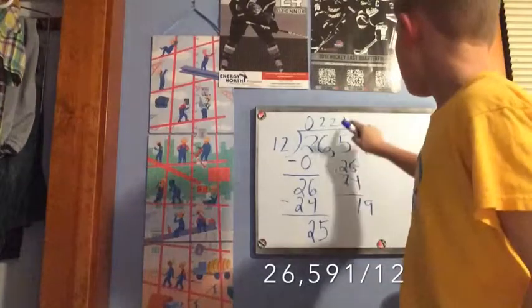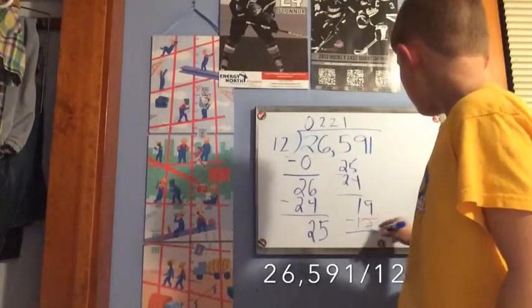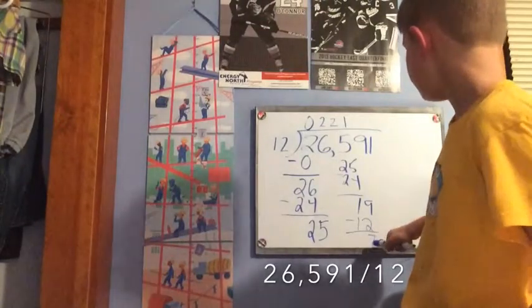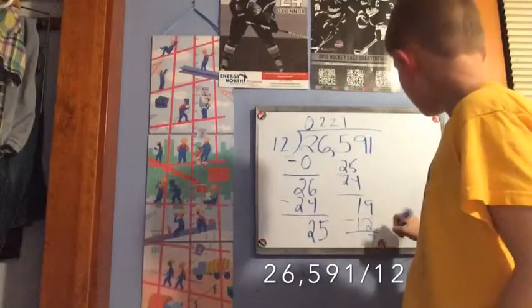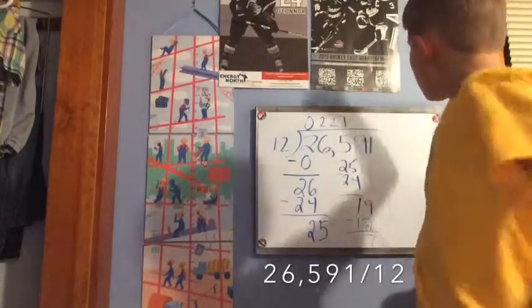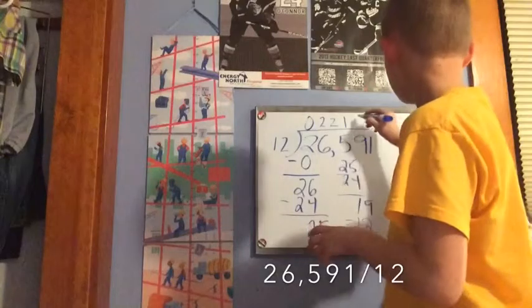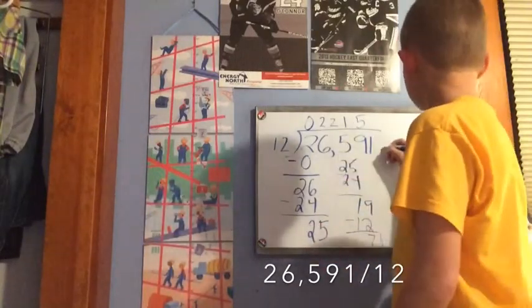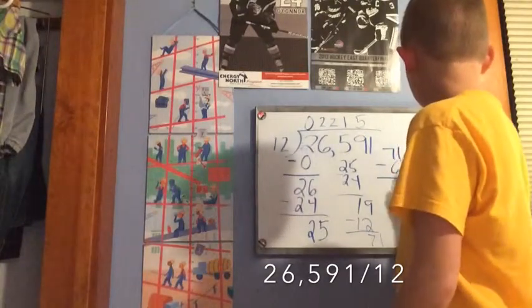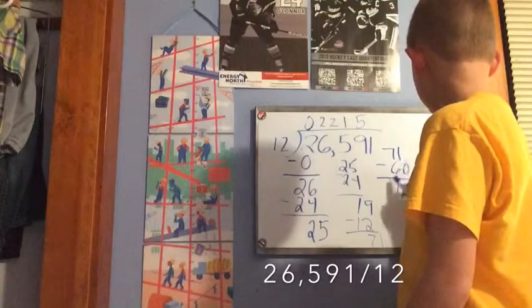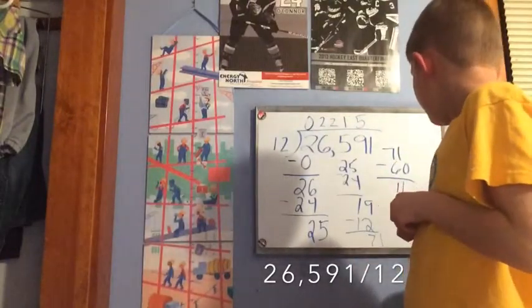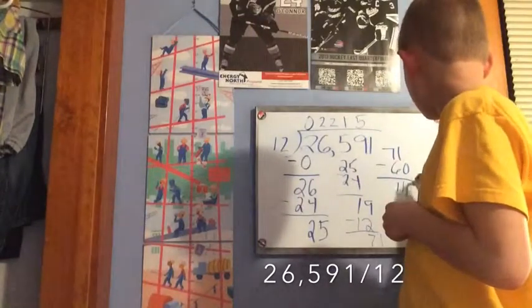That means 1 times 12 is 12, and 19 minus 12 is 7. That means there's 7 left, and then 71. How many 12s are in 71? Well, we know there are 5 12s in 60 and 6 12s in 72, but 72 is too big. So we need to do 5. 5 times 12 is 60. So 71 minus 60 is 11. That was our last digit, so it's 110.